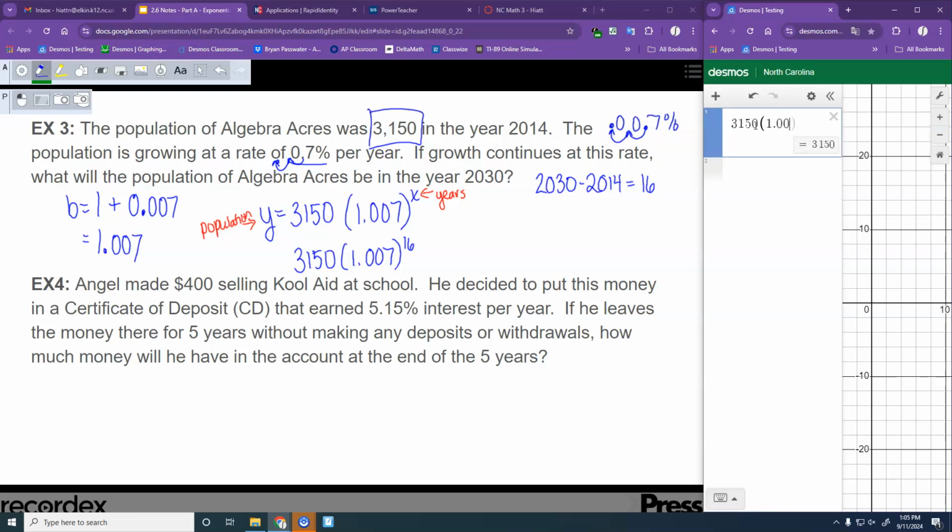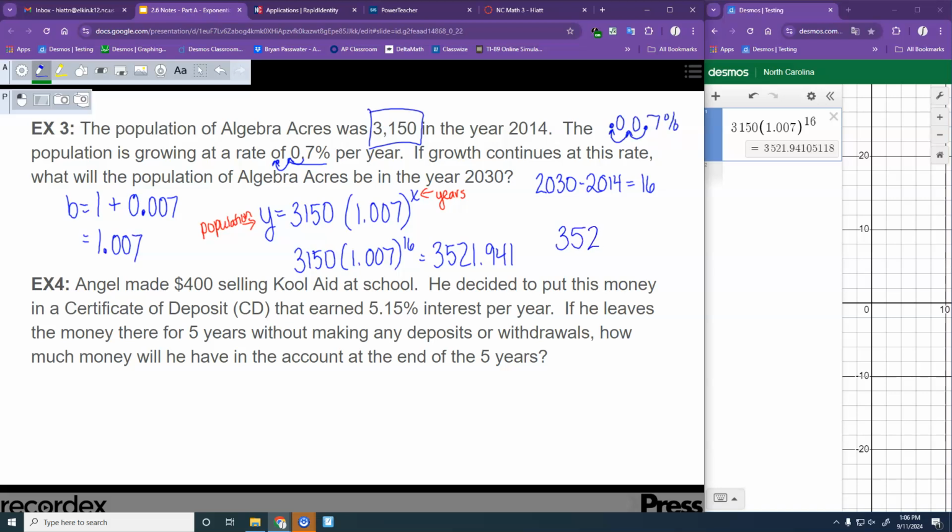3,150 times 1.007 to the 16th power. And we are going to get 3,521.941. In this particular case, we're talking about a number of people. So I would actually go ahead and round to the nearest whole number on this one. So that would be 3,522 people would be our population for that problem.